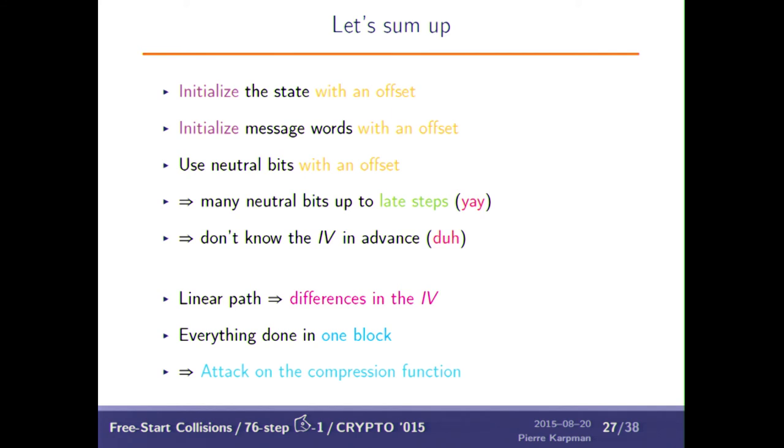So if we sum up, the attack is doing this. First, we initialize a state with some offset. Then the same for the message words. Then we're using neutral bits with an offset. And this gives us a lot of neutral bits up to a quite late step compared to regular SHA-1 attacks.